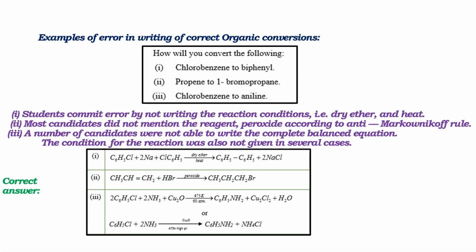Examples of errors in writing correct organic conversions. In this type of question or conversion, students commit errors by not writing the reaction conditions, that is, dry ether and heat. Most students did not mention the reagent peroxide according to anti-Markovnikov's rule. A number of candidates were not able to write the complete balanced equations. The condition for the reaction was also not given in several cases.